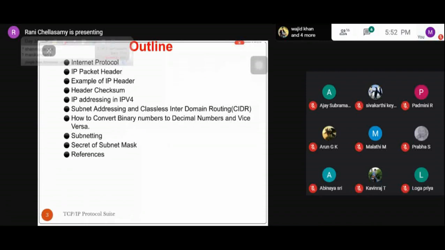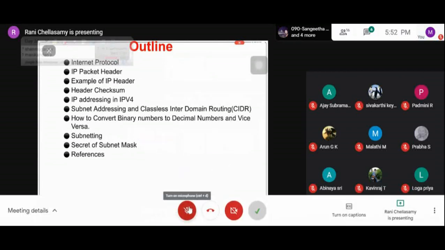Coming to the next one, we can go for subnet addressing. What is the need to have a subnet mask, what is the purpose of using subnet addressing, and what is meant by CIDR, that is classless inter-domain routing. We'll be more concentrating on the IP addressing concepts, in that how to convert a binary number representation into a decimal number and a decimal number into a binary number. Suppose the IP address is given in binary number, then how to convert?